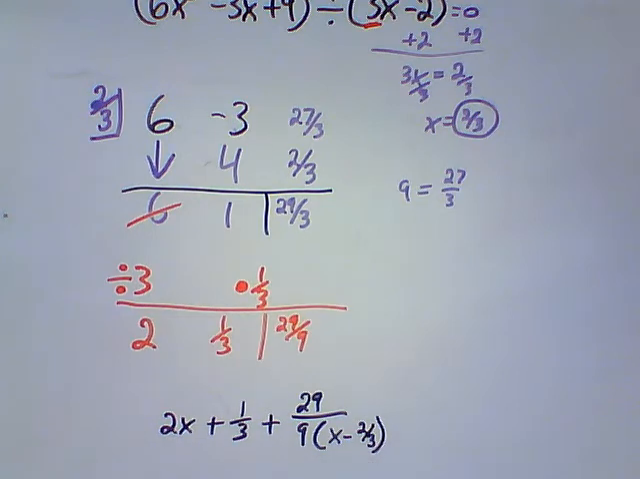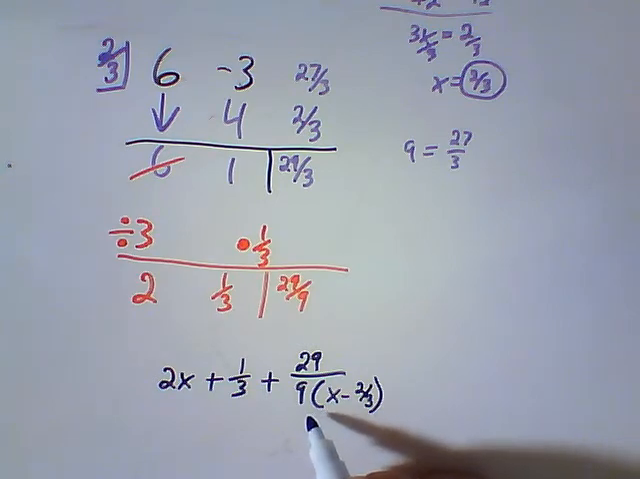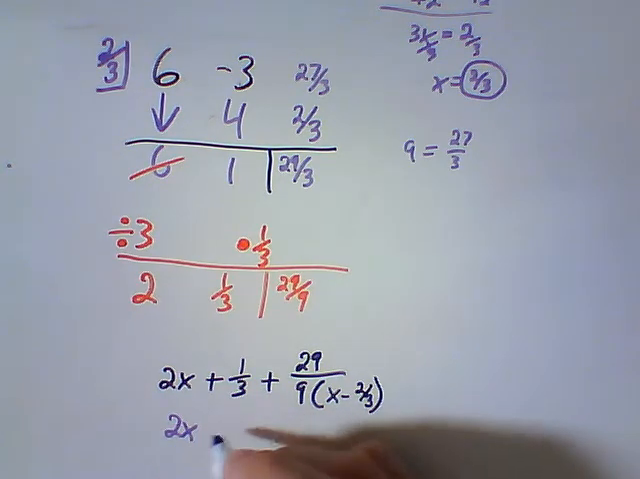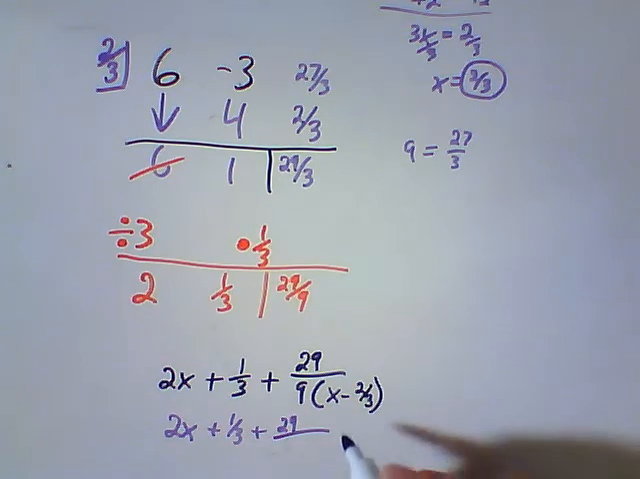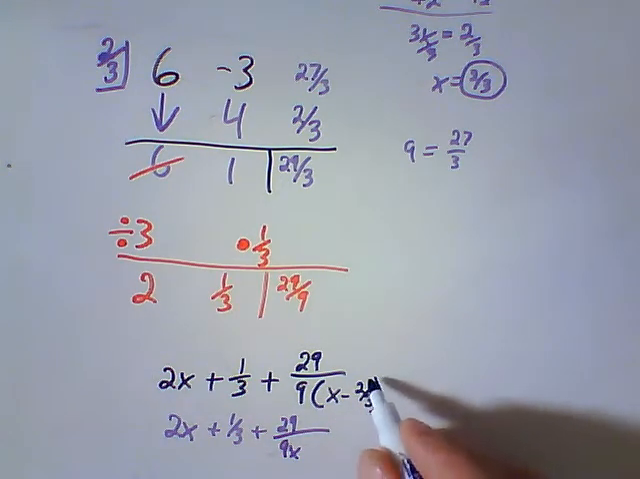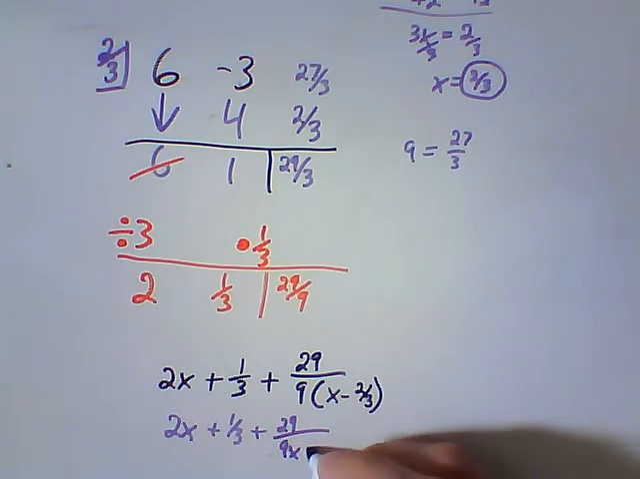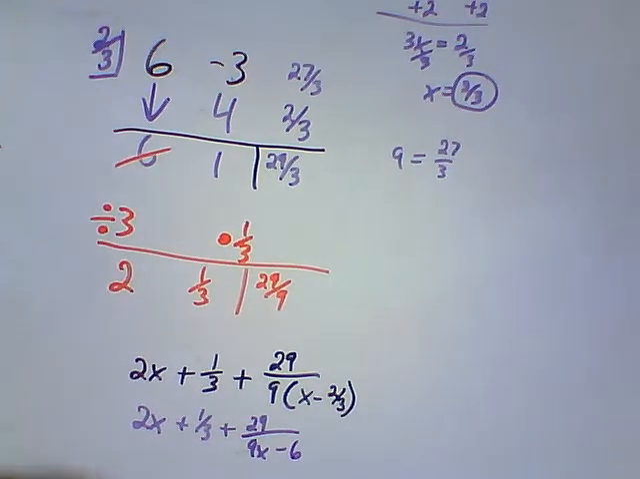Well, now I get to distribute my 9 to make that fraction look nicer. That's technically an answer. It's not as pretty as it could be. 2x plus 1/3. In class, I might be okay-ish with that. But good luck getting me to realize that's what's going to happen if I'm programming this stuff to do it electronically. 9x minus 9 times 2 is 18. 18 divided by 3 is 6. So minus 6. Hope you guys can see that.